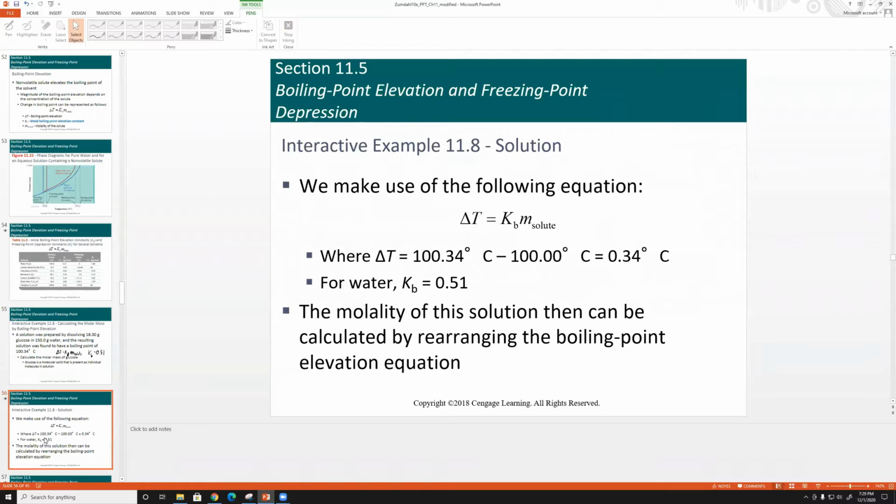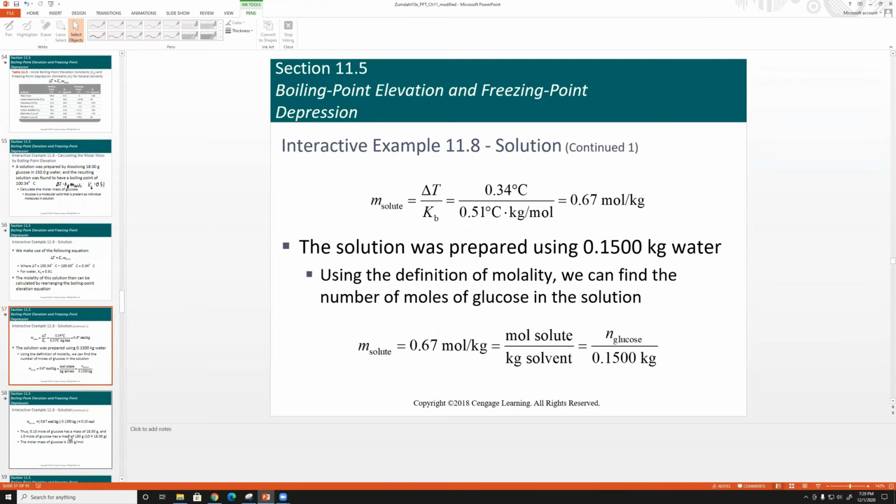Okay, so the delta T in this case would not be 100.34. It would be the original boiling point of water minus 0.34. And delta T is always going to be an absolute value. So even if it's the freezing point depression, it'll always be the positive number. And that would be 0.34. And then for water, we have Kb is 0.51. The molality can be calculated from that information already. So the resulting molality is 0.67 moles per kilogram.